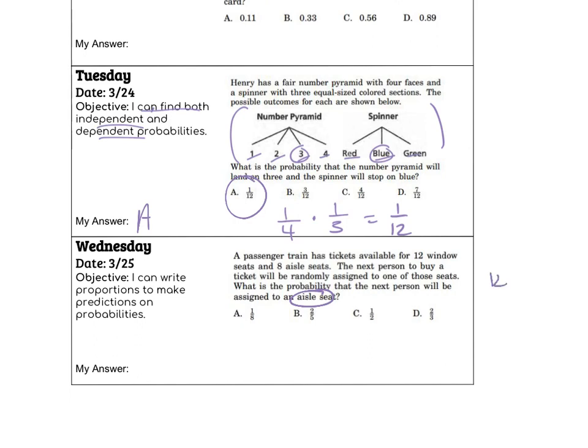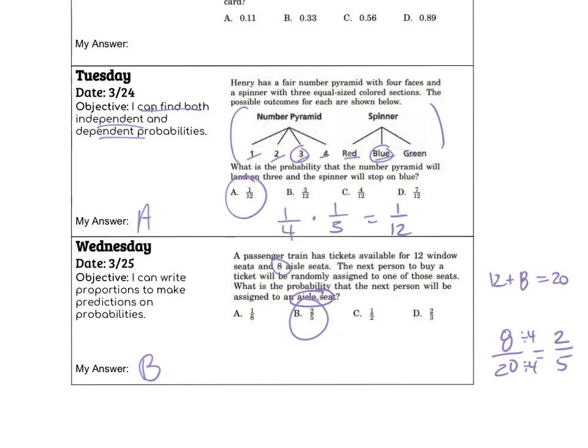So first of all, 12 plus 8 gives us 20, so it's a total of 20. And the probability that the next person will be assigned to an aisle, that would be 8 out of 20, which simplifies to 2/5 if you divide by 4, which is letter B. That was just a regular probability question.